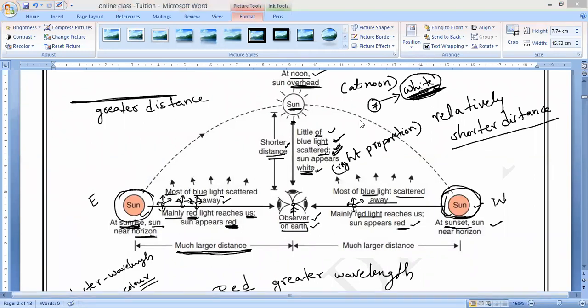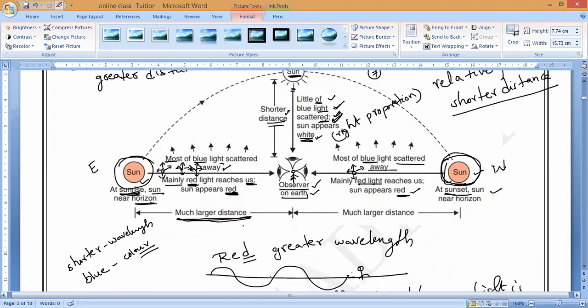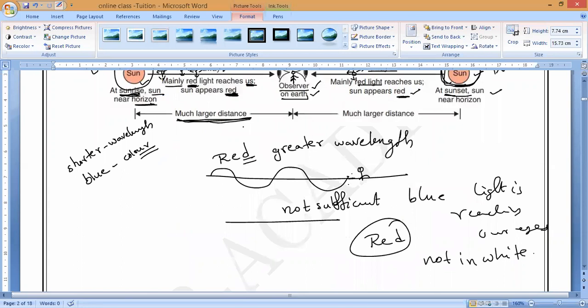White to us. Now, sir, then in the morning and evening, what is happening? The blue light is not sufficient to reform white light. That is why the red light is reaching us much more. Why is the red light reaching us? Anybody? Why is the red light larger?